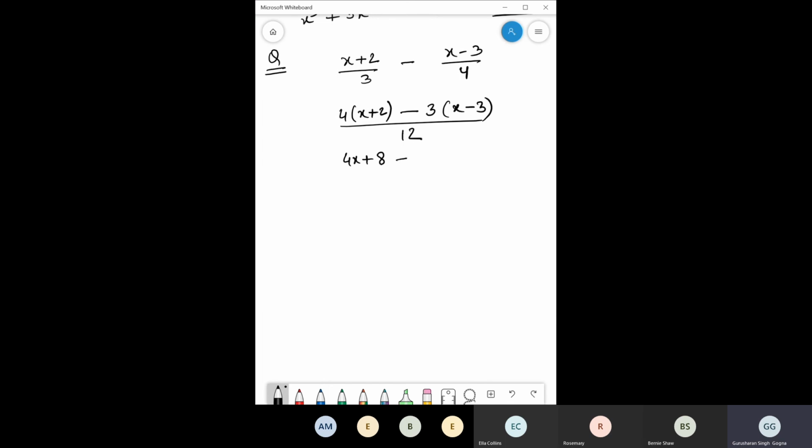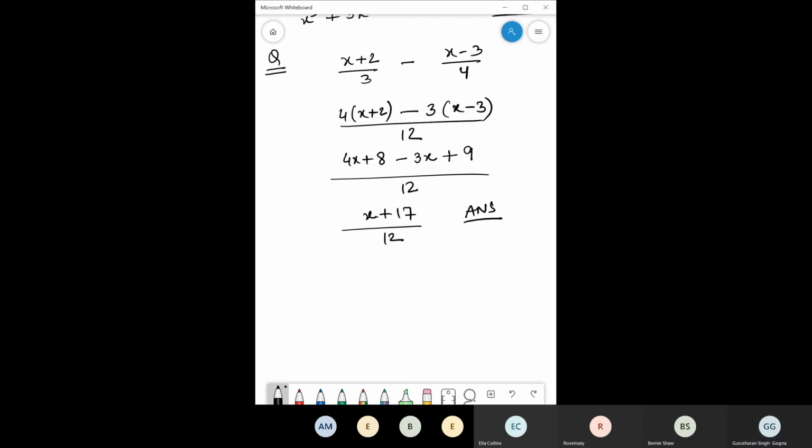So be careful about the negative sign. Minus 3x and plus 9 over 12. 4x minus 3x is x. 8 plus 9 is 17 over 12. So that's the answer for this question. Okay, so I hope now you are quite okay with the fractions stuff.